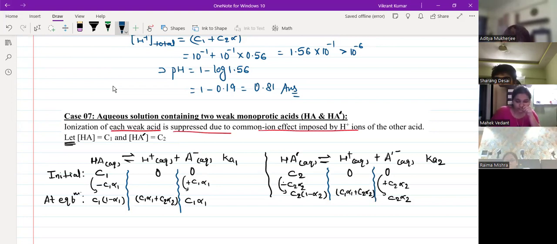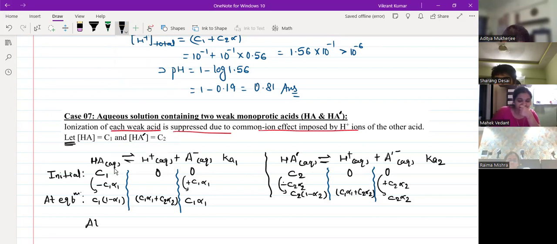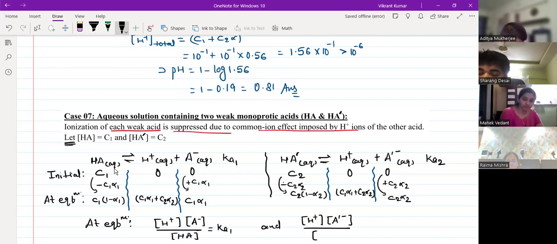So H plus हमेशा ही net लिखेंगे, जो भी common रहेगा ना उसको हमेशा हम लोग net लिखते हैं, and that's why at equilibrium now we have got two equations. पहला है H plus into A minus upon HA is equal to K1 and दूसरा है H plus into A dash minus upon HA dash is going to be K2.